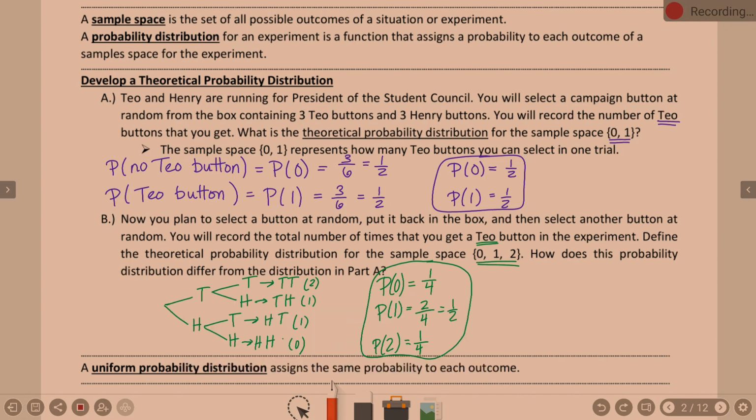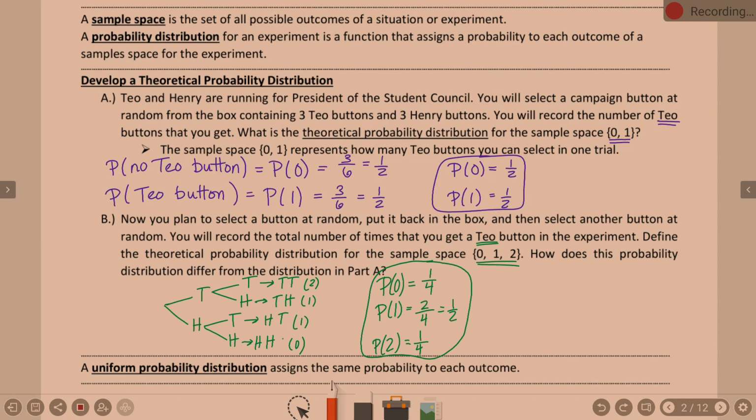Now, there was a follow-up question here. How does this probability distribution differ from Part A? It's not 50-50 anymore. When you look at the results of these distributions, you're equally as likely to get 2 TO buttons as you are to get none, so those are the same, but one is different. In the one we just did, we had 2 the same and 1 different, yes? What about Part A? Both the same. They were the same, yes?